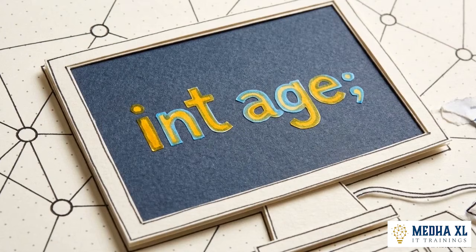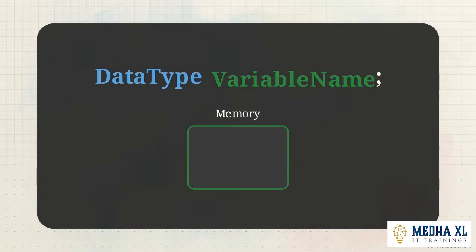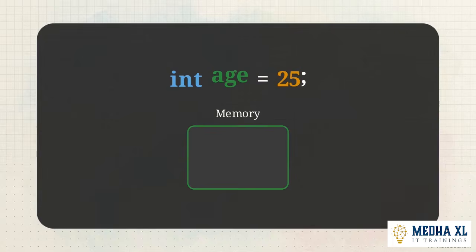Creating one of these memory spaces in C# is a deliberate process called variable declaration. You're essentially reserving an empty box in the computer's memory. To claim this space, you use strict syntax. You state the data type, followed by the variable name. Next is variable initialization, where you assign an actual value, like the number 25, into that space.